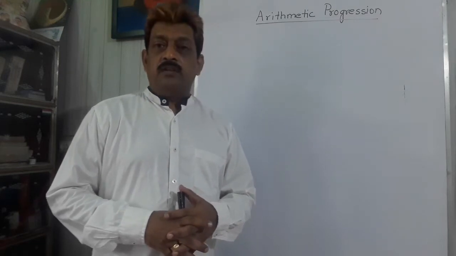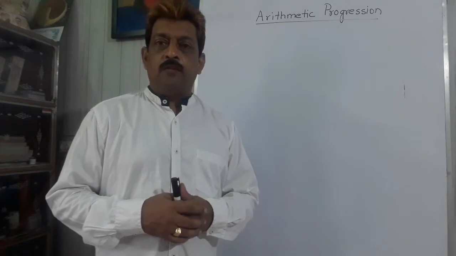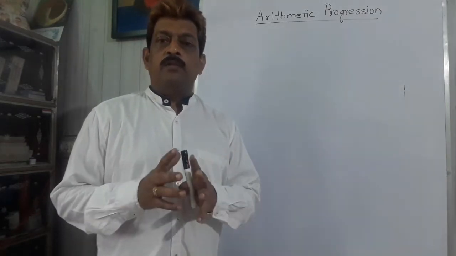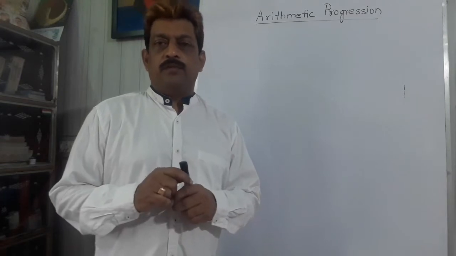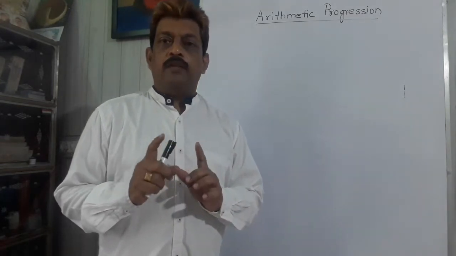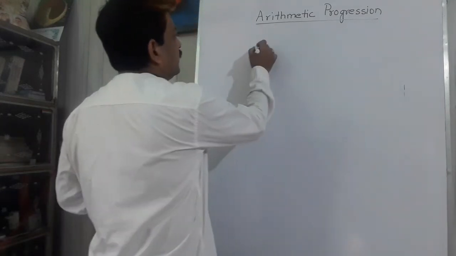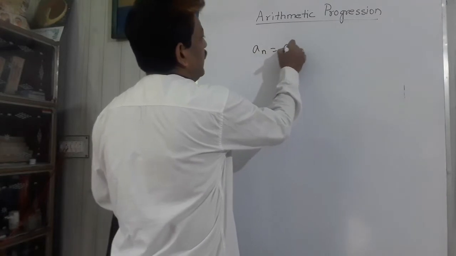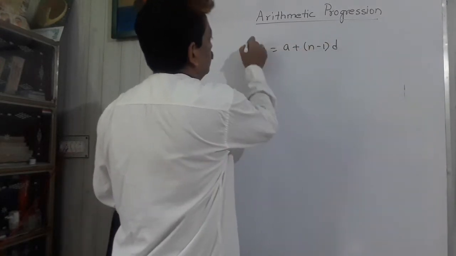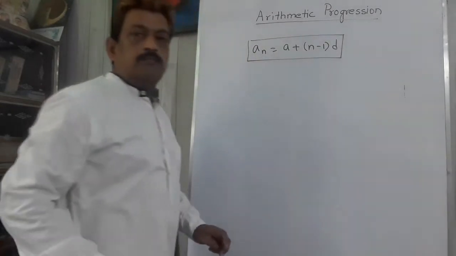In the previous section, we have learned about the general formula to find any term of an AP. That is the general form of a term of an AP. It is written as an = a + (n - 1)d. This is the general term of any AP.